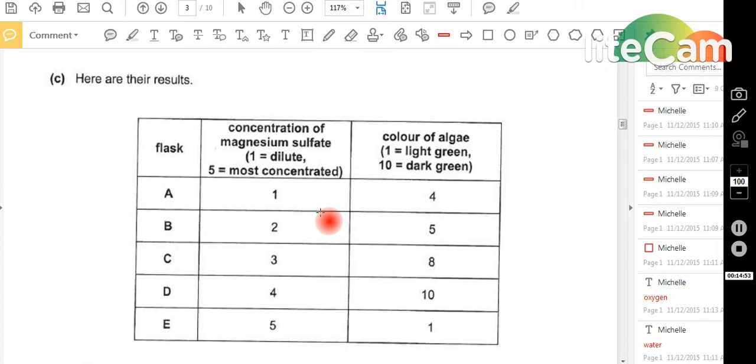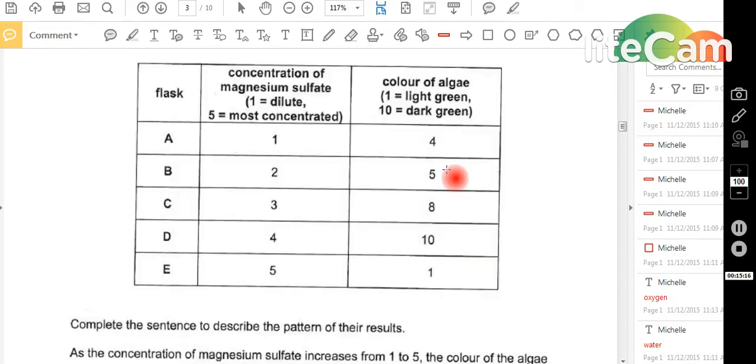If we look at the color scale, 1 is the lightest color, 10 is the darkest color. Then if we have a look, the dilute solution had a color of 4. Then number 2, it goes to 5. Number 3, it goes to 8. So can you see that it increases up to 10? Yeah. And then when we get to number E, it goes back to 1. So then it's a very light color again.